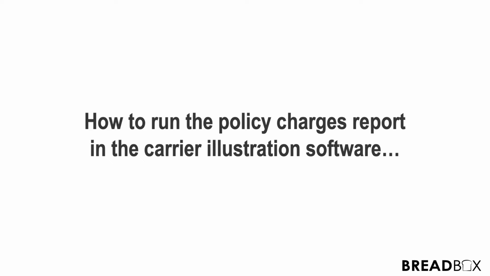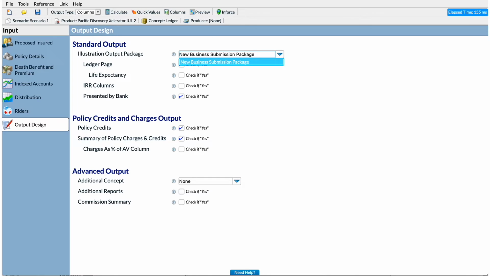And again, we'll go through several different examples from several different insurance carriers. We'll start again with Pacific Life. You would go ahead and click on Output Design, and then you're going to check the box right there where it says Summary of Policy Charges and Credits. Usually, by default, that box is not checked, so you want to make sure that that box is checked in this particular carrier illustration design parameter that we're requesting.